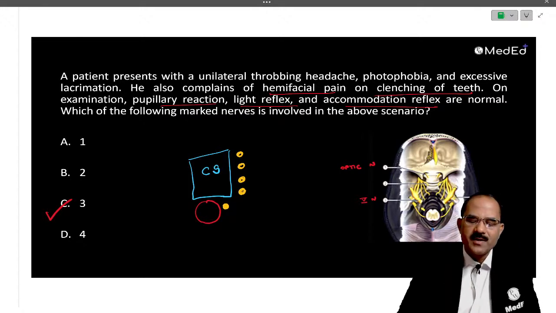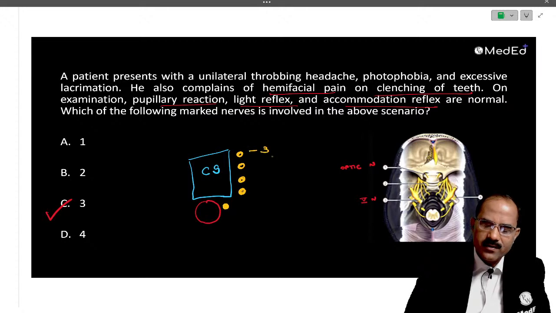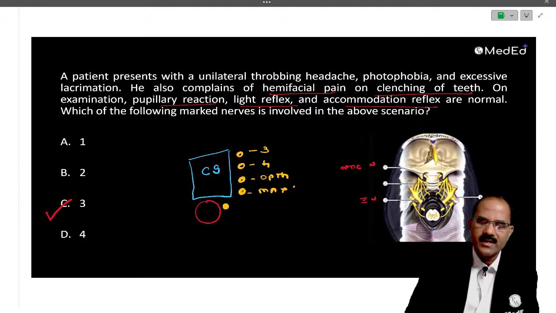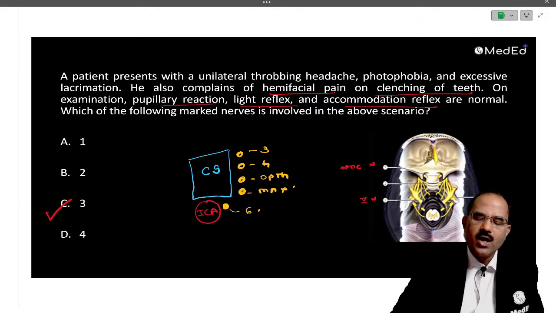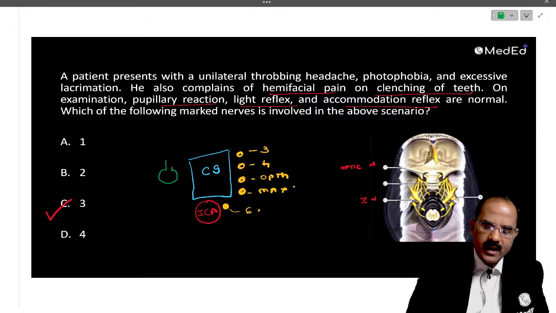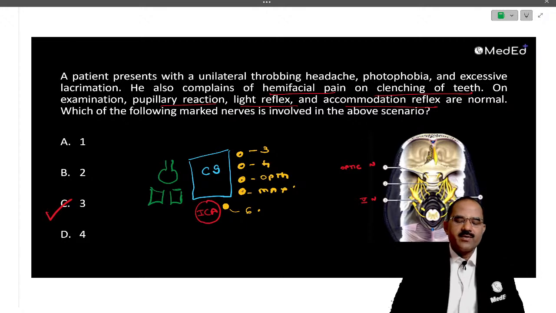That's the lateral wall of the cavernous sinus, in which this is the third nerve, that's the fourth nerve, that's the ophthalmic division, and that's the maxillary division of the trigeminal nerve, which are related in the lateral wall of the cavernous sinus. In the floor is the sixth nerve, and this is the internal carotid artery. On the medial side we get the pituitary gland and the sphenoidal air sinus.